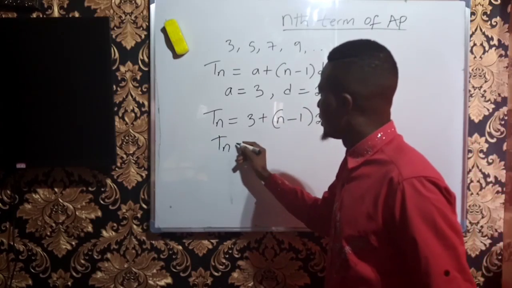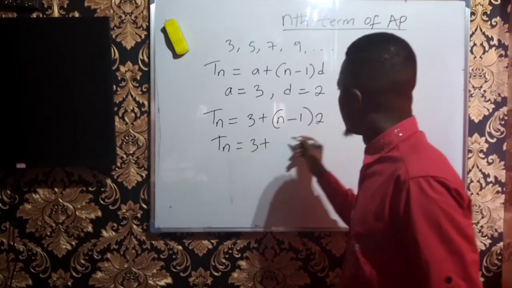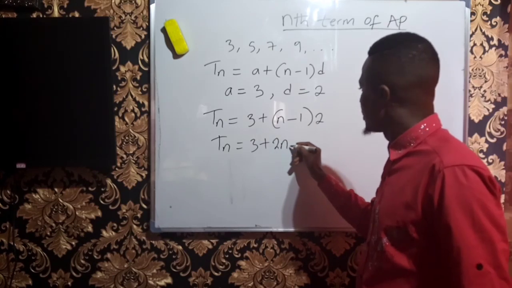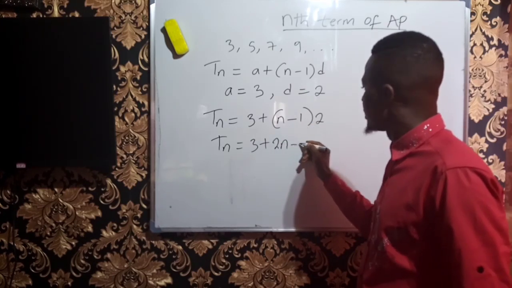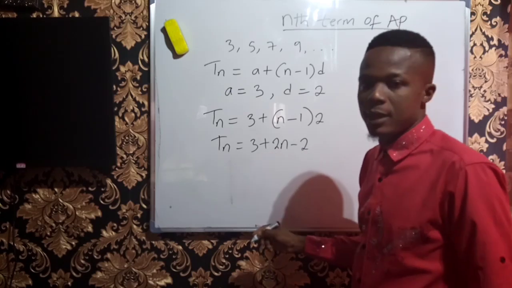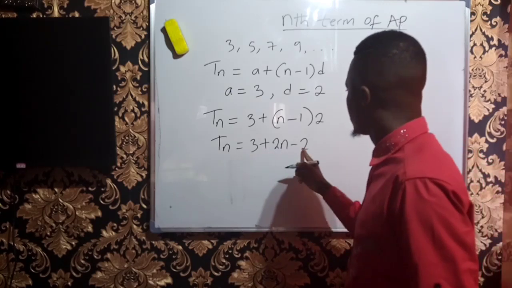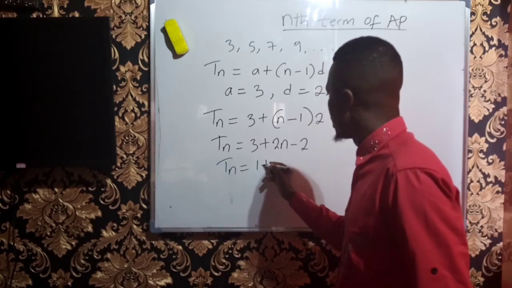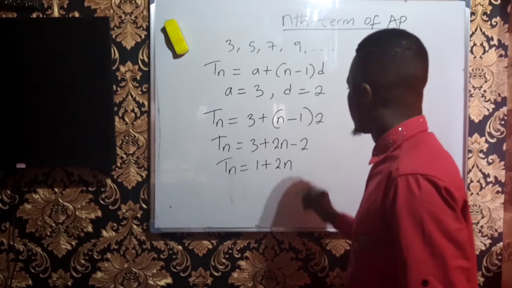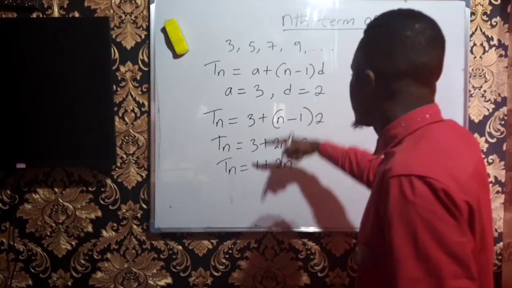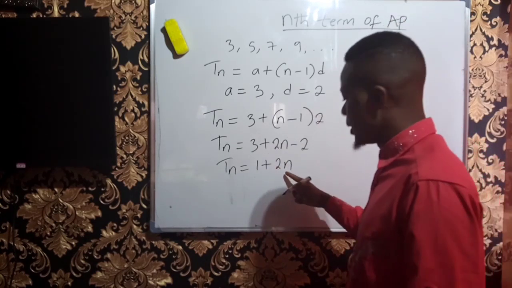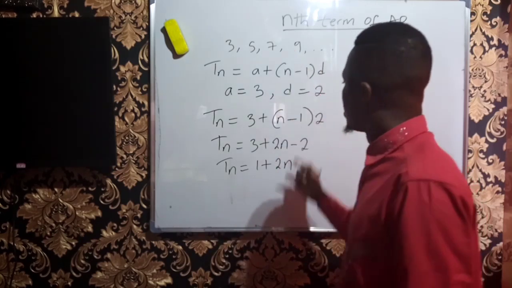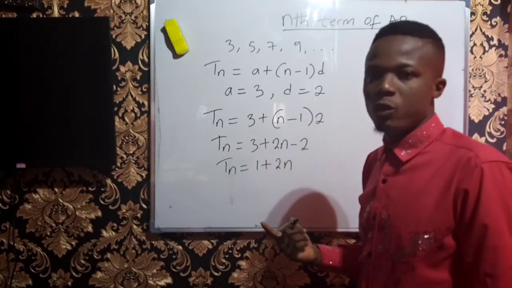So we have that Tn equals 3 plus, the 2 will go into the bracket. 2 times n is 2n. 2 times negative 1 is negative 2. You can collect like terms by saying 3 minus 2 will give us 1. So Tn is equal to 1 plus 2n. Now, this formula, 1 plus 2n, is the general formula for the nth term of this particular sequence, and you can use it to get every other term we want to get.